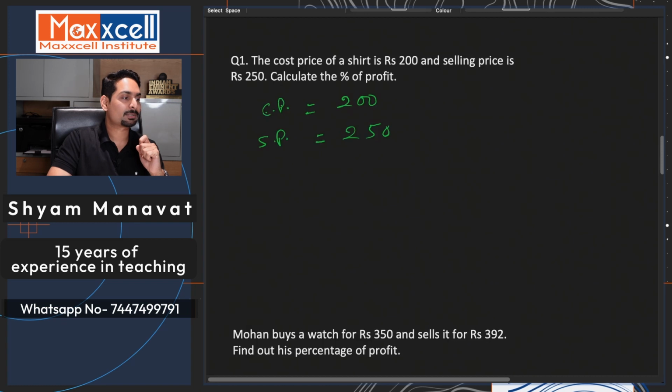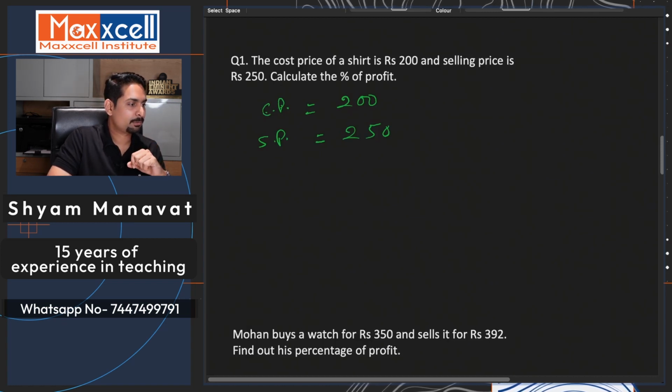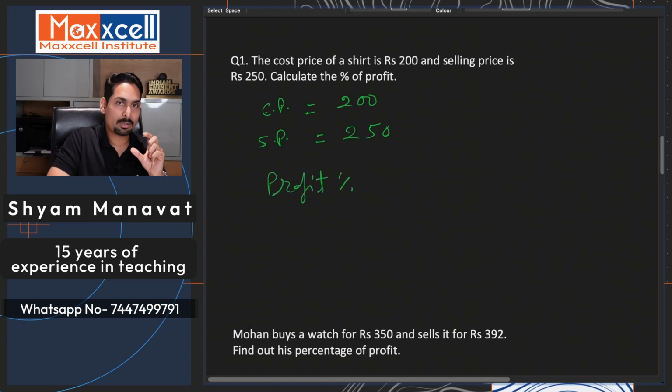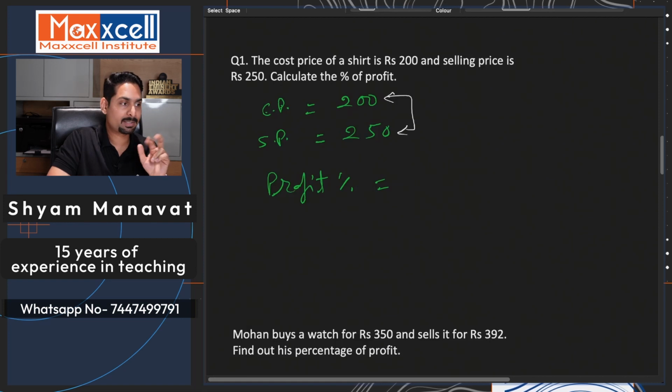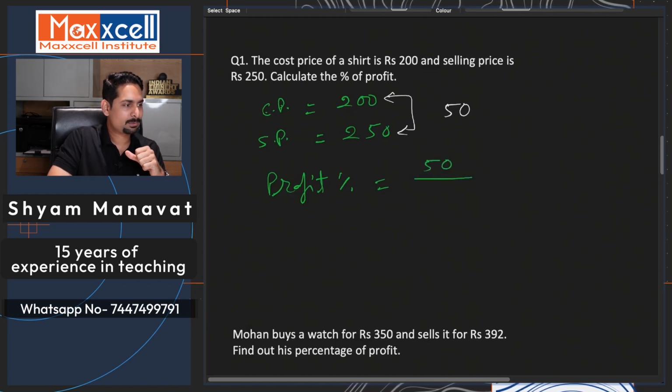So cost price is 200, selling price is 250. What will be the profit percentage? Profit percentage is profit on cost price. And what is profit? It's nothing but the difference. What is the difference between these two values, 200 and 250? Yes, of course, that's 50. So profit is 50 and cost price is 200, into 100.